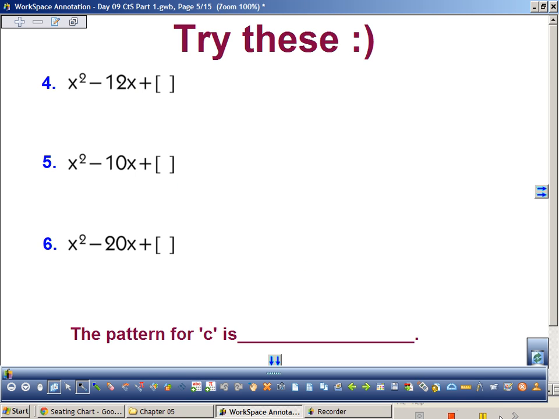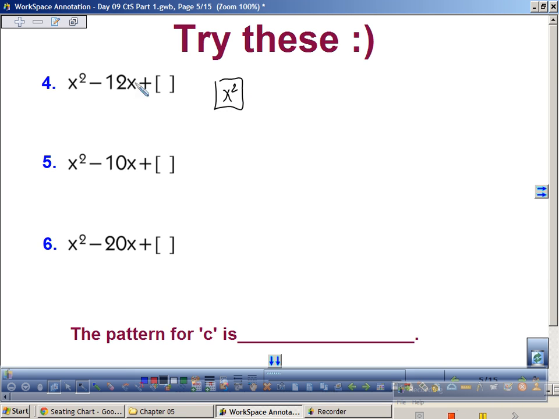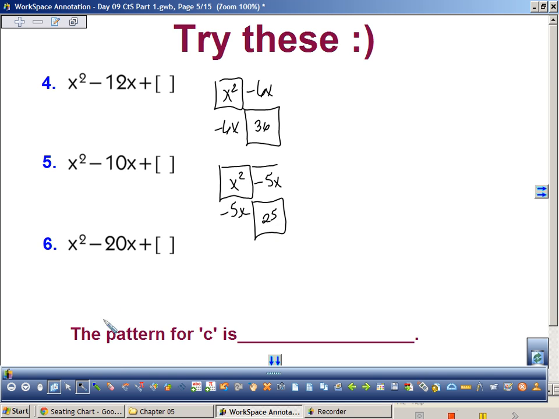Why don't you try these? Okay, so Jose, what'd you get for this one? 36? I'm going to shorten it a little bit. X squared, if I split 12x, negative 12x, it's negative 6x and negative 6x. So what would complete that square, Jose? 36. Let's see. Brian, what about this one? X squared, I split it up to negative 5x and negative 5x. What would complete this square? 25. Good.